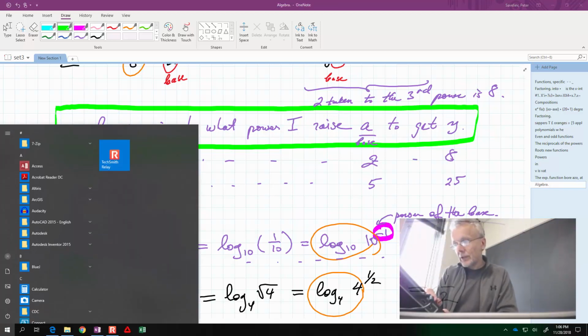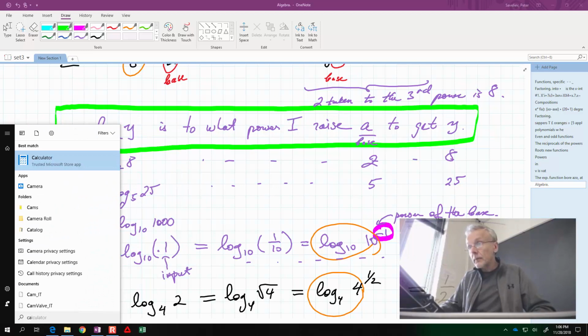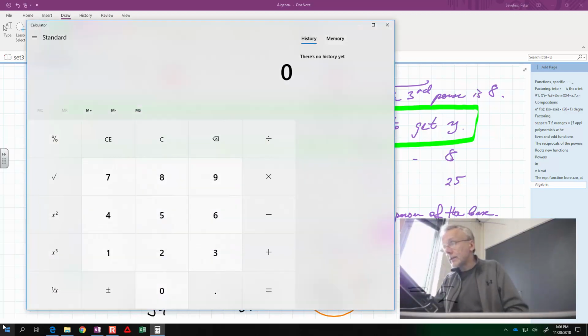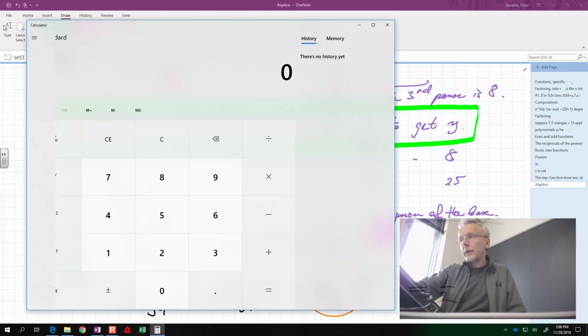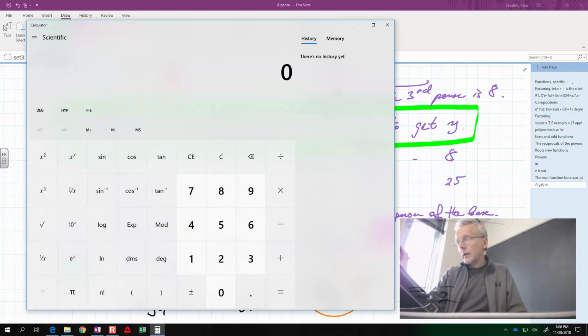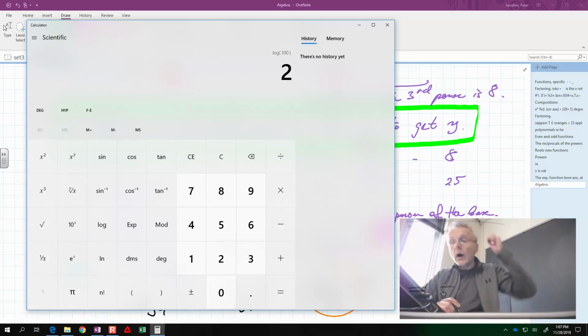Which is, incidentally, something every scientific calculator has. Say log of 100 is 2. So when log is written without the base, that's what that button is. It means base 10 by default. So that's what it has meant all the time.